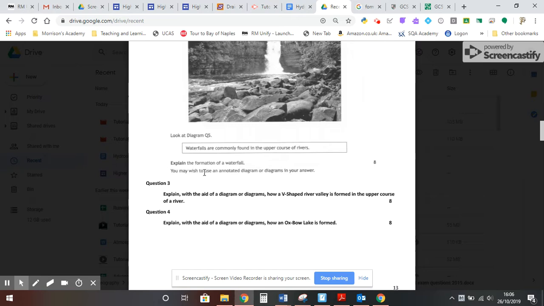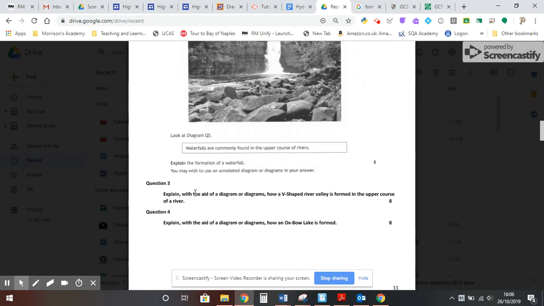itself. Does the question tell you that you may wish to use an annotated diagram, or does it say explain with the aid of a diagram or diagrams? Now, that might seem like a subtle difference, but it's quite important to pay attention to it, because if it says you may, what you're allowed to do in that situation is not draw a diagram at all and just write out an answer. In this version of the question, if it says with the aid of a diagram, then it does expect some kind of diagram.